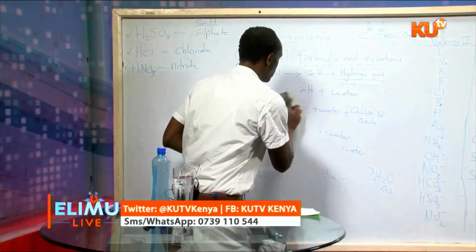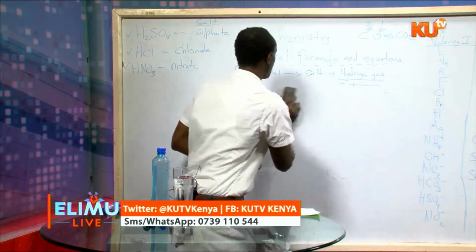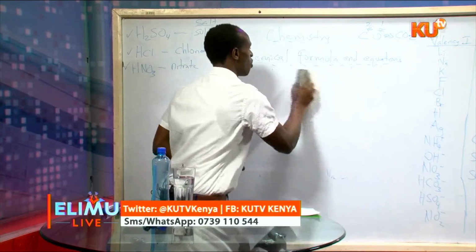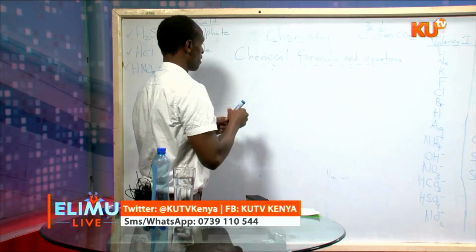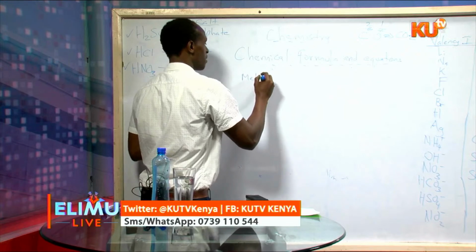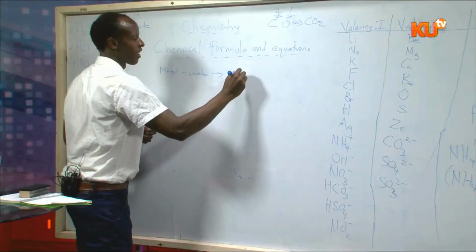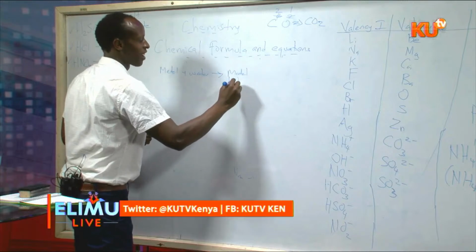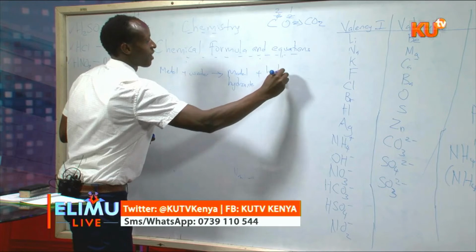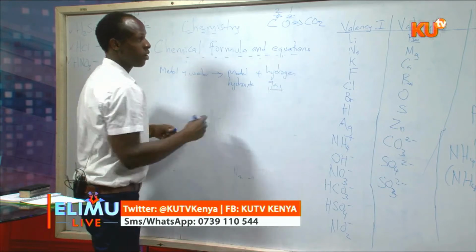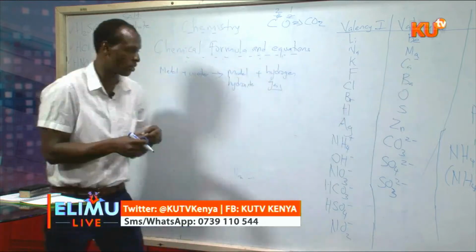When they react with water, what do they form? That is metal plus water. Metal plus water gives metal hydroxide plus hydrogen gas. And calcium, also a very reactive metal, can also react with water.